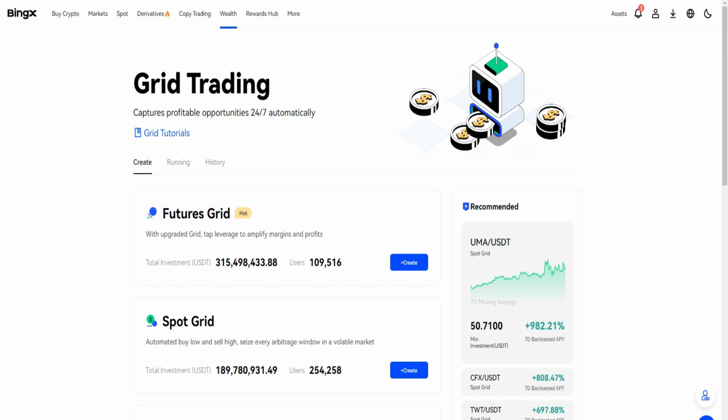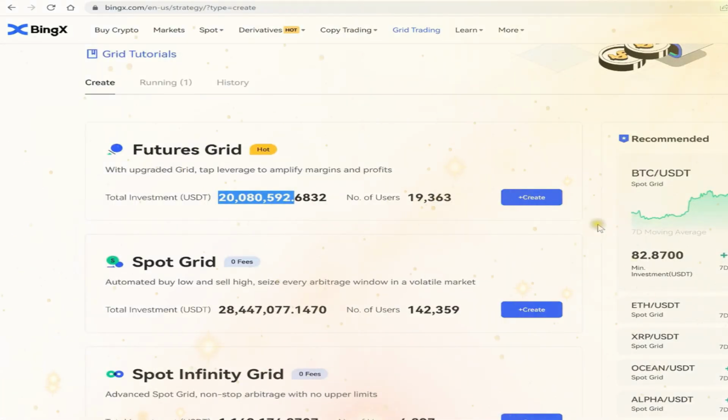That's it. They also create what is called a spot infinity grid, but today we're going to focus on these two because they are the most popular ones. In here, it says that more than $28 million are parked in this bot and $20 million in this one in regards to futures.